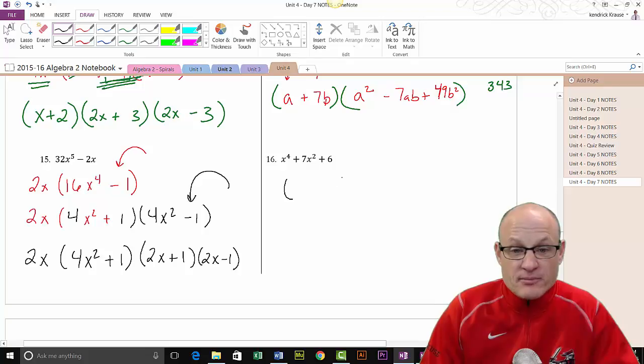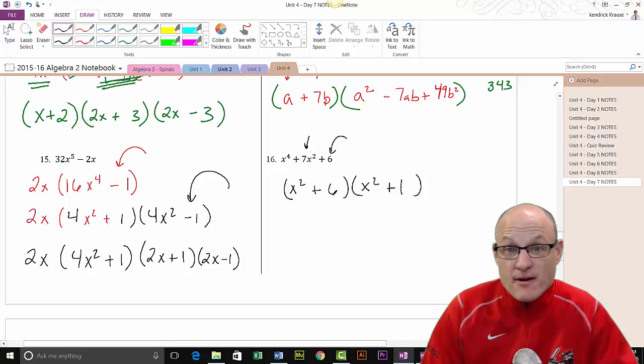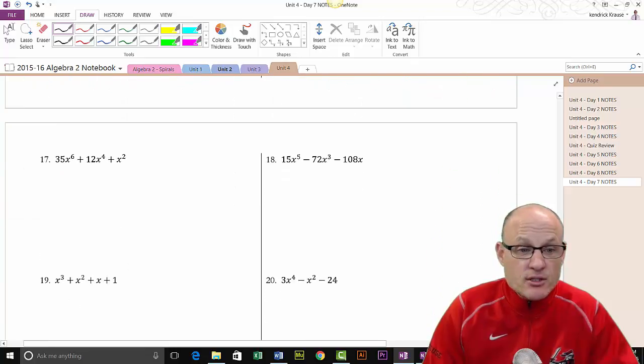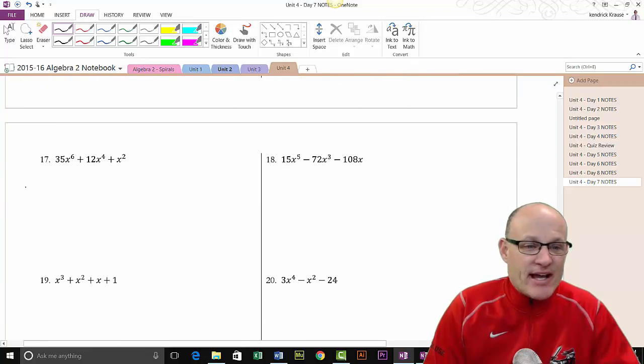We're just going to factor this puppy. It's x squared and x squared. What multiplies to 6 that adds up to 7? Oh, plus 6 plus 1. They're the sum of perfect squares, so I can't do anything with them. I'm done. Finished. Over here, I can take out an x squared.